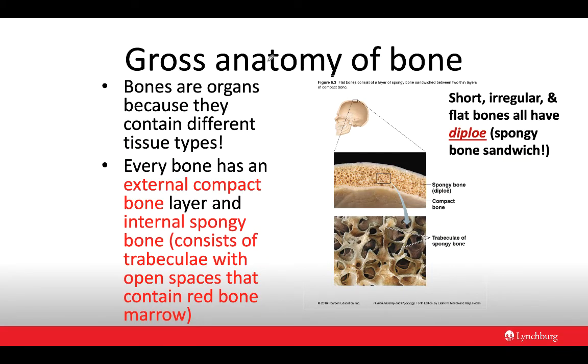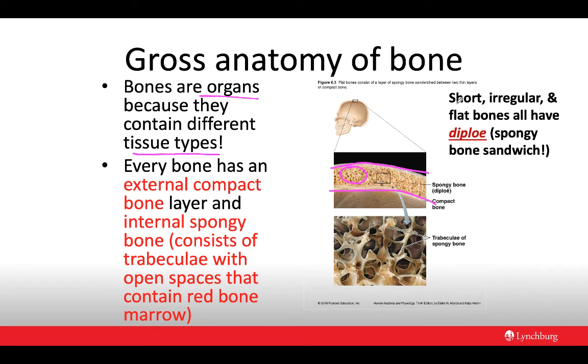Okay, and if we look at gross anatomy of bone, we're going to start with gross anatomy first, and then we'll go in and look at microscopic anatomy. But we talked about this before. Bones are organs because they do contain different tissue types. And what we tend to see with bones is that bones have an external layer of what we call compact bone on the outside, and then an internal layer of spongy bone. So it's basically a little more open on the inside. You can see that here, and the compact bone is going to be a little bit more dense.